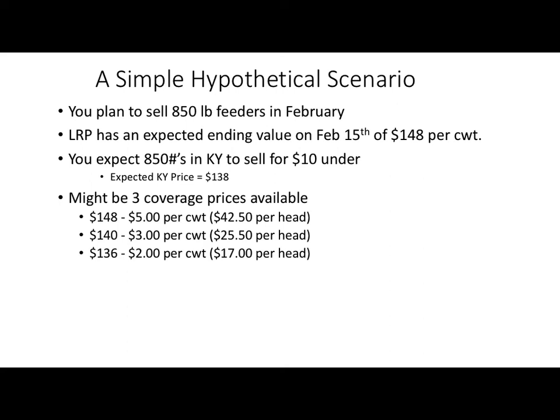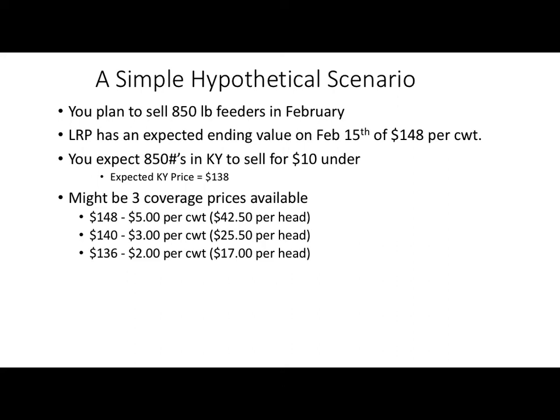I might self-insure a little bit. By a $140 coverage level, I've got to self-insure $8. Do you see that? That means the first $8 drop in the market I've kind of got to eat. Then my insurance kicks in. That's going to be cheaper. That might cost me something like $3 a hundred. That's going to be about $25, $26 a head.